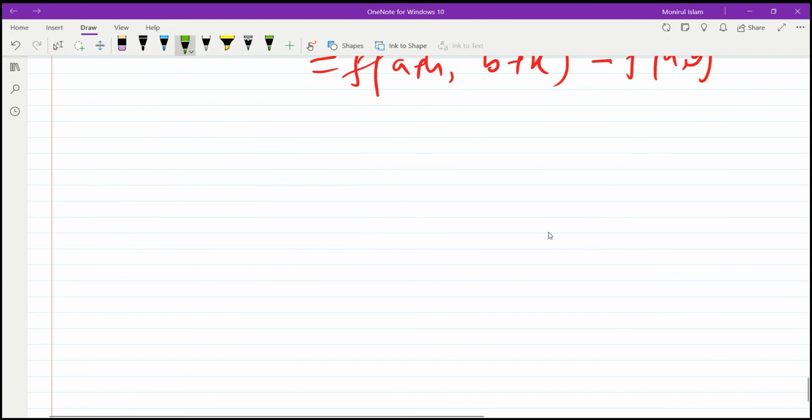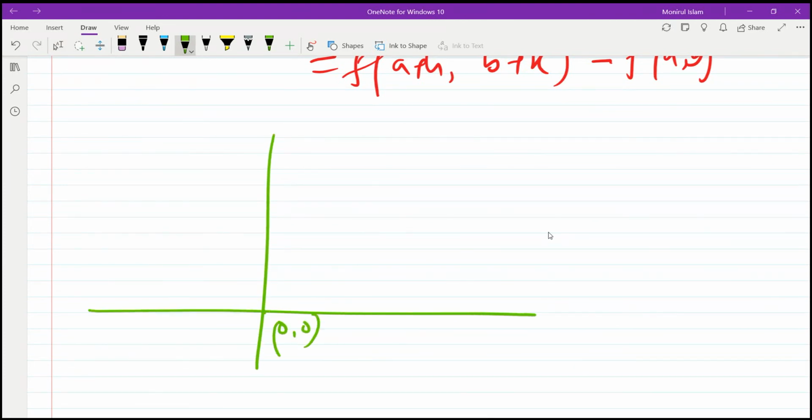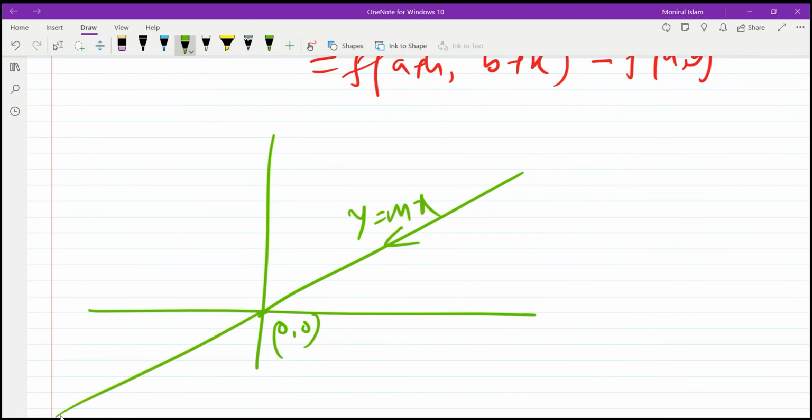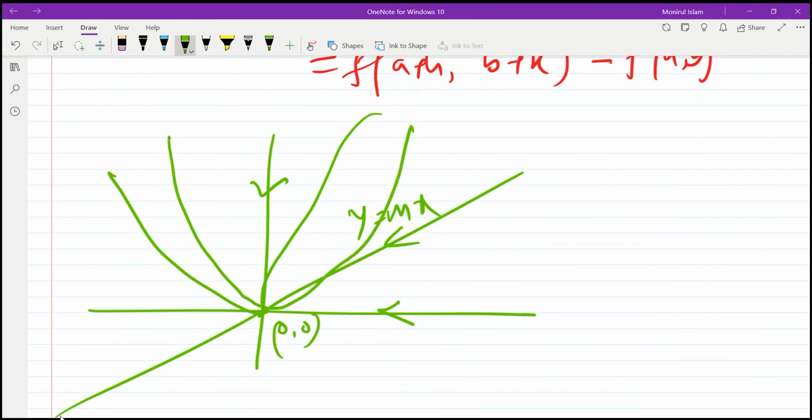In two variables, if you want to approach 0, there are many paths. You can go through this straight line path, y equal to mx. You can go through this path, this path, this path. In R2, if you want to approach (0, 0), you have many options.